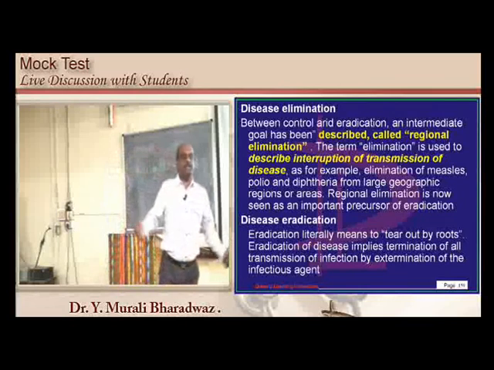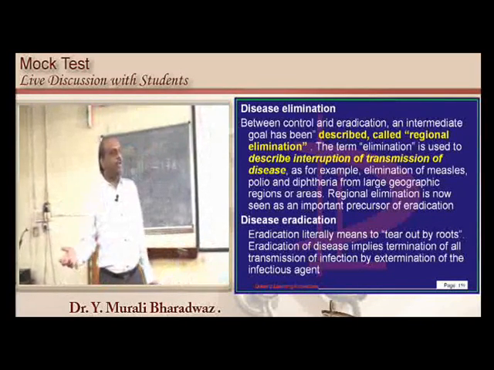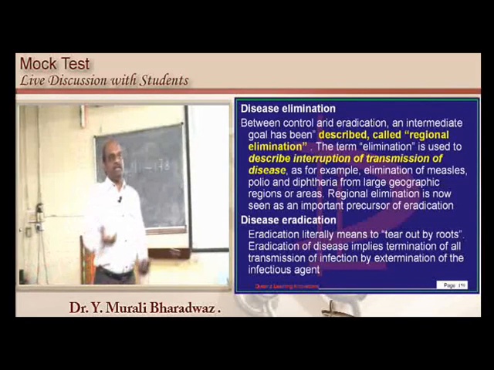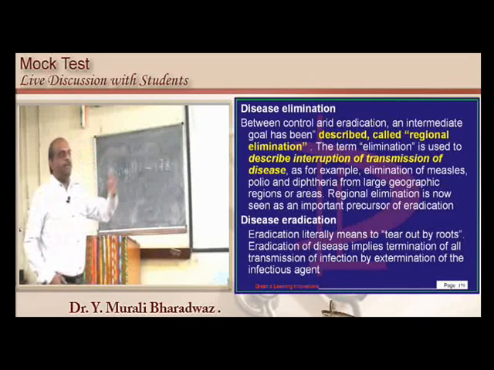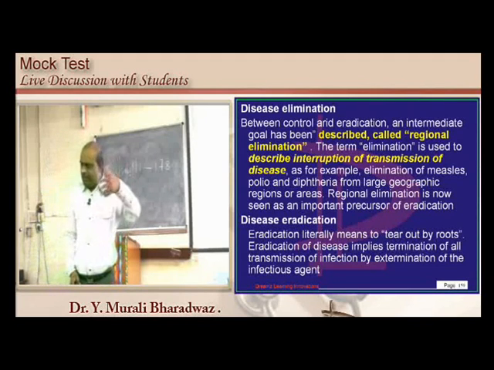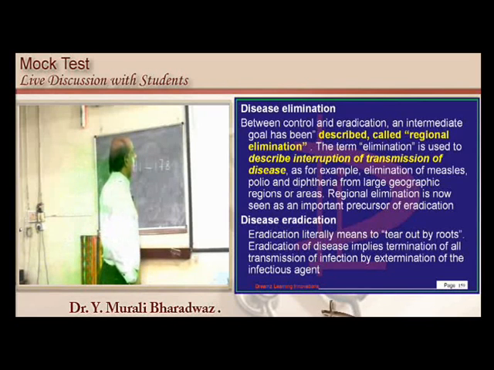We say terrorism is controlled. That means terrorists continue to stay, but they don't remain anymore at that level where they are a public problem. That's the control. Then what is elimination? It is interruption of transmission that is called elimination. Eradication means totally exterminating the infectious organism, like smallpox is eradication.